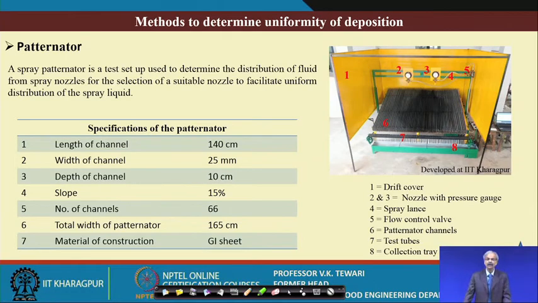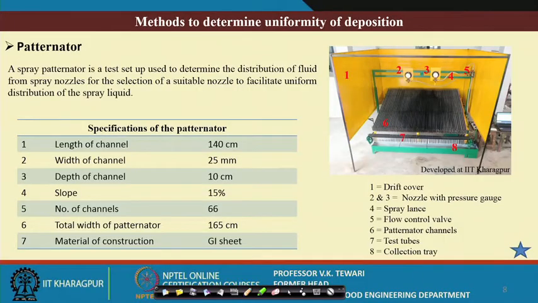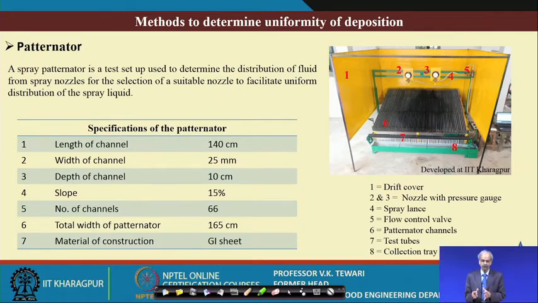Methods to determine uniformity of distribution. This is important actually. Once you have talked of all this, you must know the method by which we see whether the distribution is uniform or not. The one which is very widely used is a particular equipment known as the patternator. This patternator we have made at IIT Kharagpur, and I can show you its details. It is very widely used, with other gadgets attached to it, and you can very easily determine this uniformity of deposition.